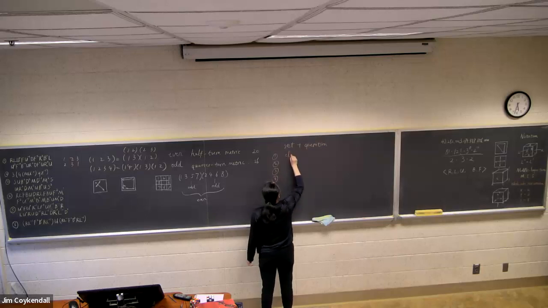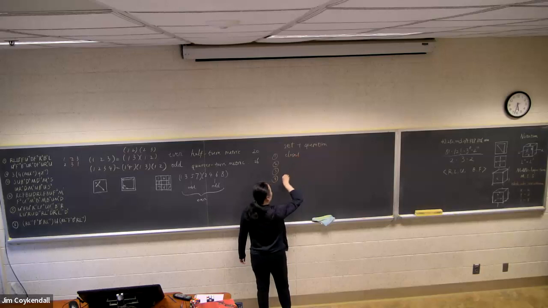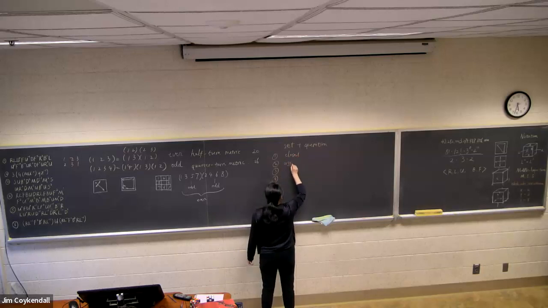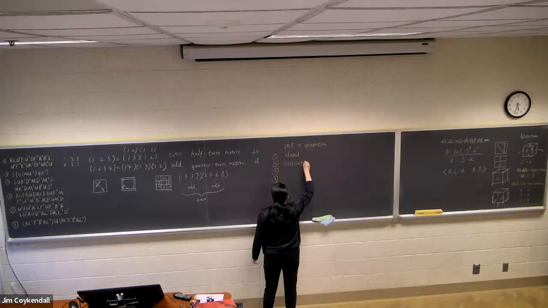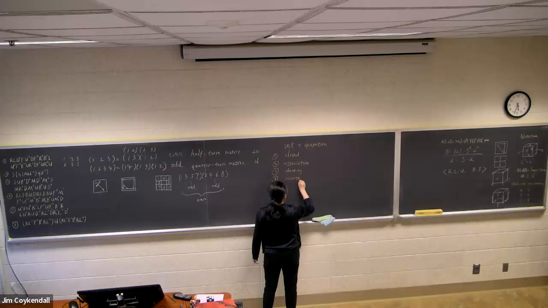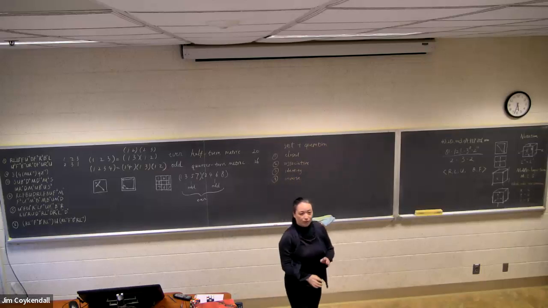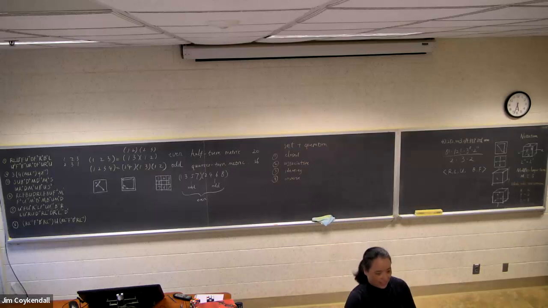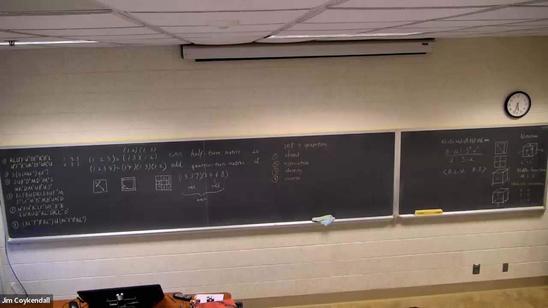Number 1, it's closed under the operation. Number 2, the operation is associative. Number 3, there's identity. Number 4, every element has an inverse. So what's the operation we're talking about? The operation we're talking about is "followed by." So a string of moves followed by a string of moves is still a string of moves, hence the closure.